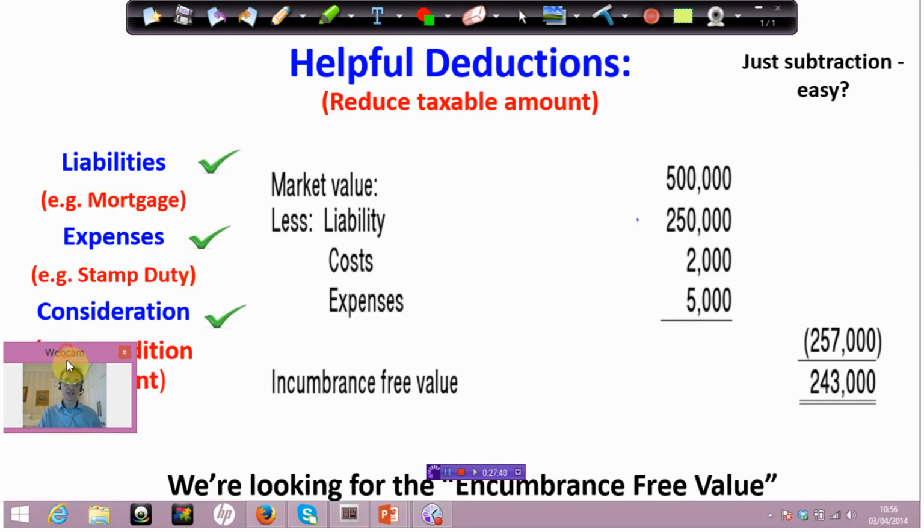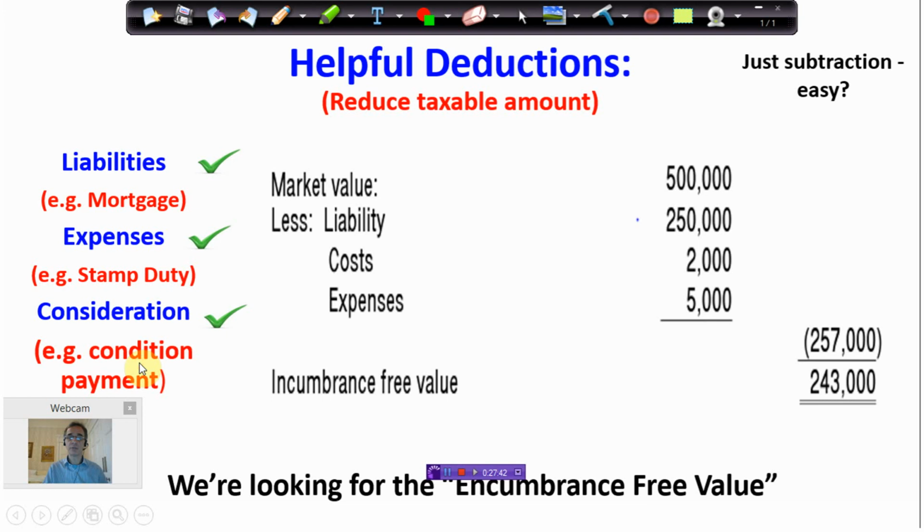And the sorts of things that you would expect to be deducting are things like liabilities, expenses, and indeed consideration. Now, it's a little bit like what we covered within the intro to capital gains tax in an earlier screencast, in the sense that these items are just really deducted from the market value. So if in doubt, I guess a rule of thumb might be that you deduct these items. You've got a pretty good chance of getting them right.